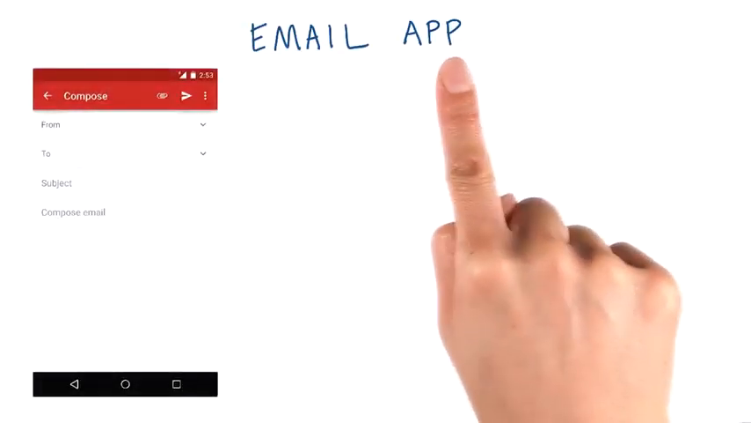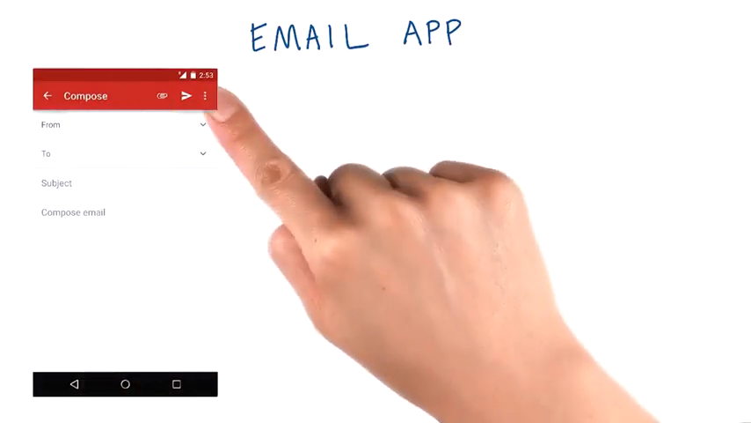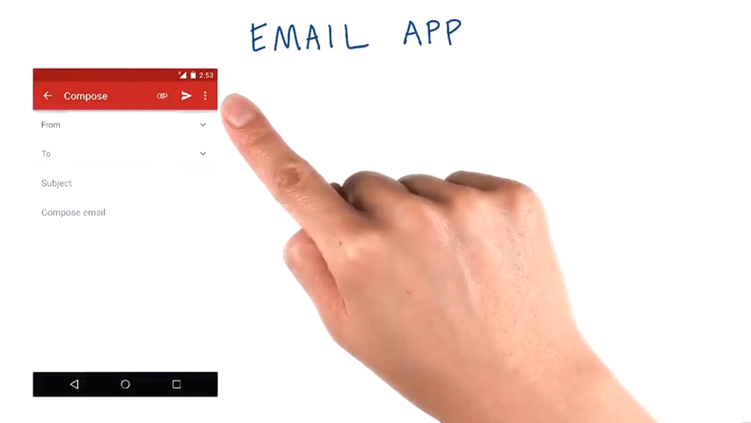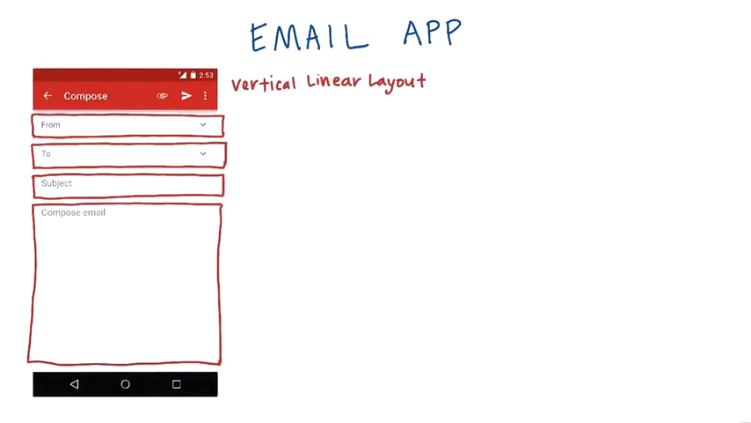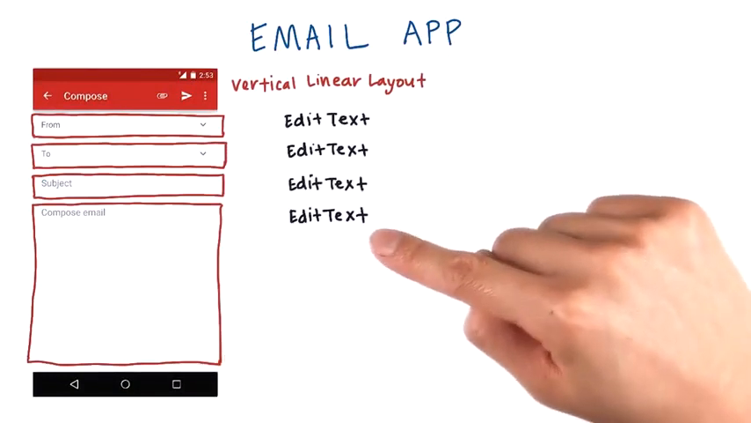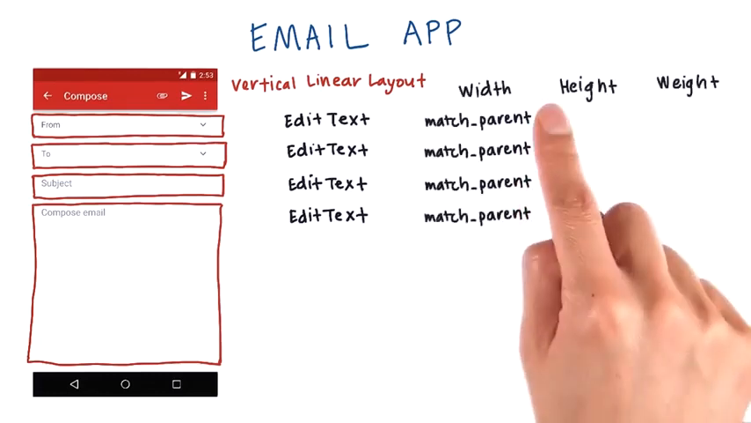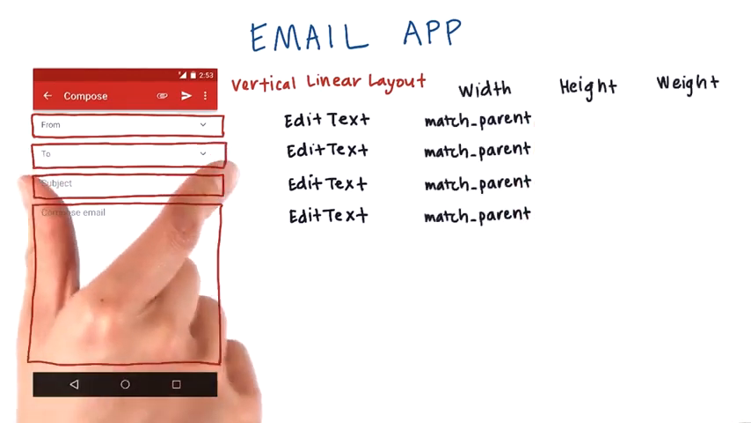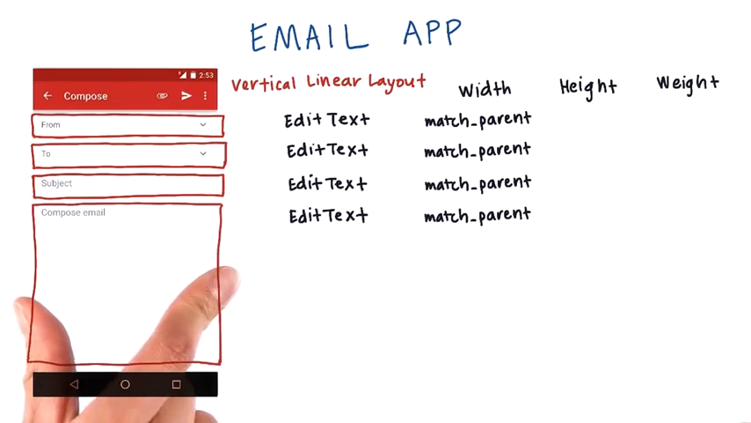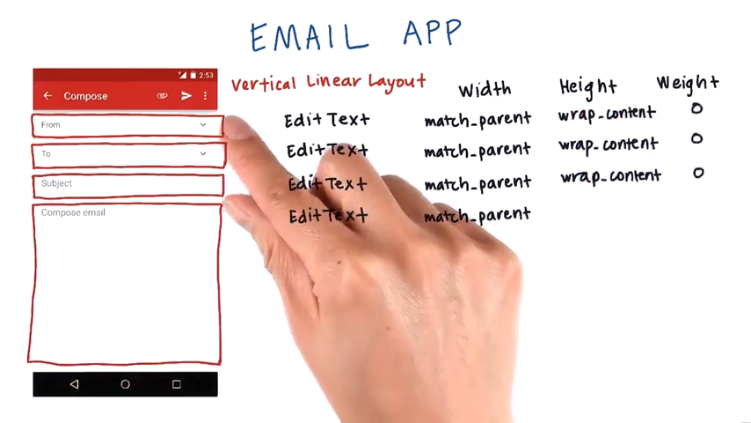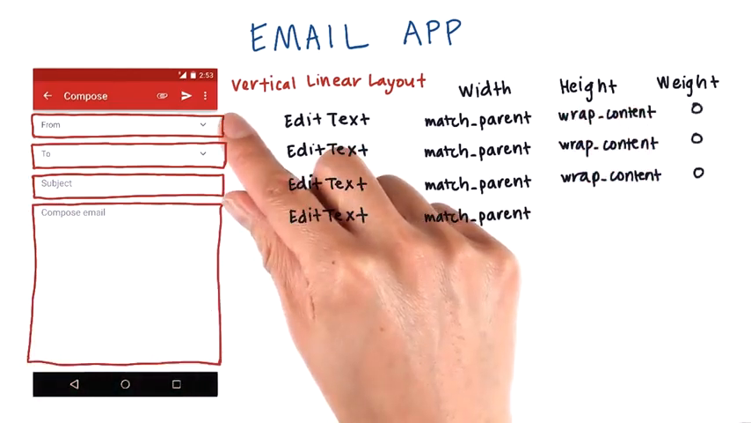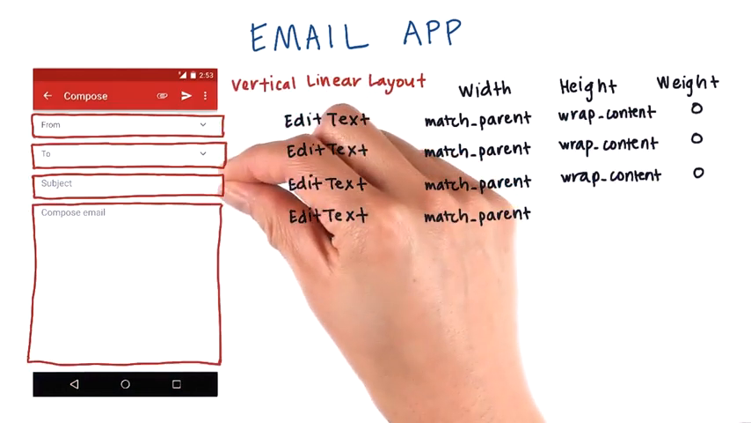And the last example is an email app. This is the Compose screen in Gmail where you can write a new message. It's a vertical linear layout because the items are in a column, and it's made up of 4 different edit text fields. Now the width of each child is match parent because we want it to stretch across the whole width of the device. For height, we set these 3 edit text fields to be wrap content so it wraps the text inside of them.